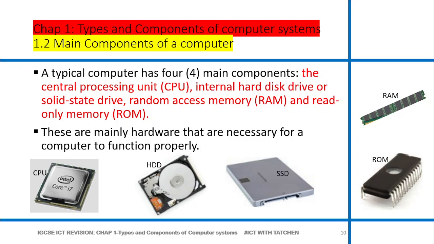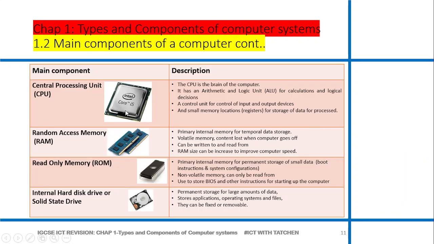Some of these main parts of the computer, we will be looking at four main components: the central processing unit, the internal hard disk drive, the random access memory, and the read-only memory. So this is what we'll be focusing on. This is the central processing unit, hard disks or SSD. These are all storage media, storage devices. Then we have the ROM and the RAM, which are all primary memories.